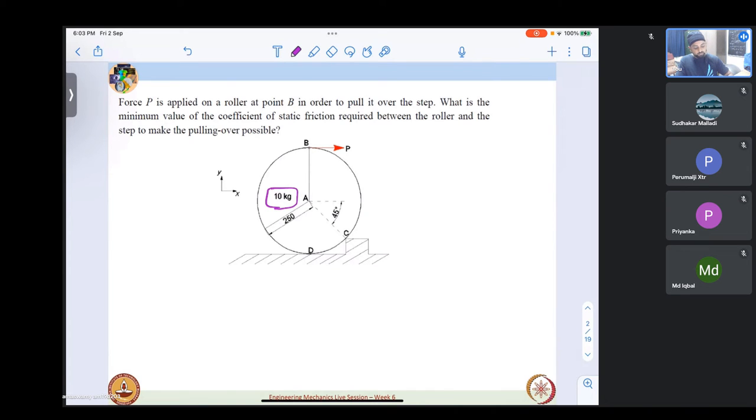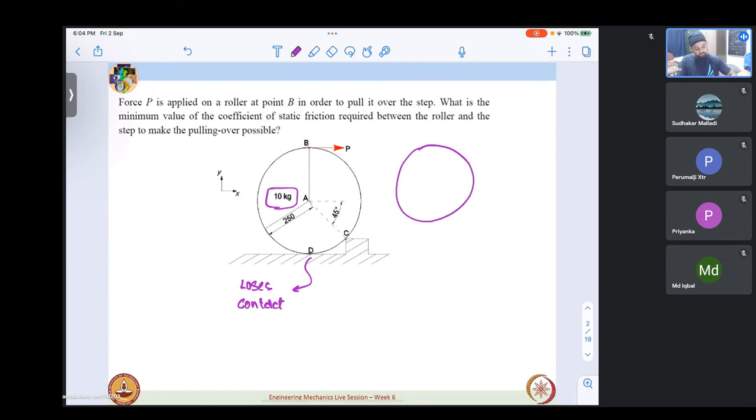Okay, so in order to approach this problem, let us first draw the free body diagram. First, the idea that is to be understood is, if we want to pull it over, what is the limiting condition of pulling the roller over at C? That it loses contact at D. Loses contact. This is the limiting condition when it will actually lose contact and get lifted over the step. So this is the point of the movement that we are trying to analyze.